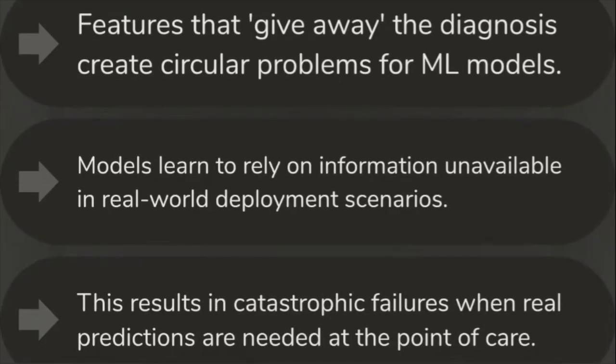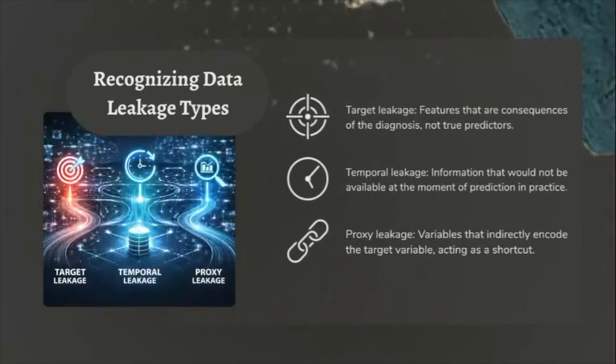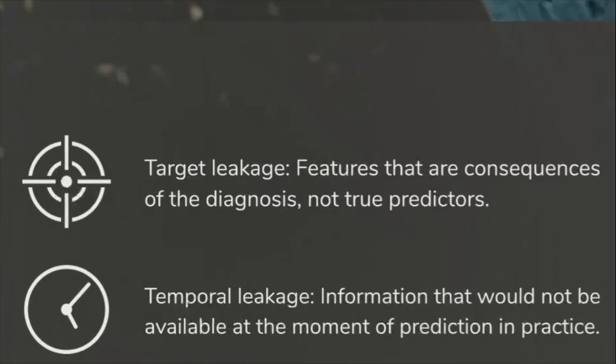The model becomes dependent on information that simply won't be available when you actually need to make predictions in a clinical setting. The consequence is catastrophic failure at the point of care, exactly when accurate predictions matter most for patient outcomes. Understanding the different forms of data leakage is therefore vital for identifying and preventing these pitfalls in your own work. Target leakage occurs when your features are consequences of the diagnosis rather than true predictors.